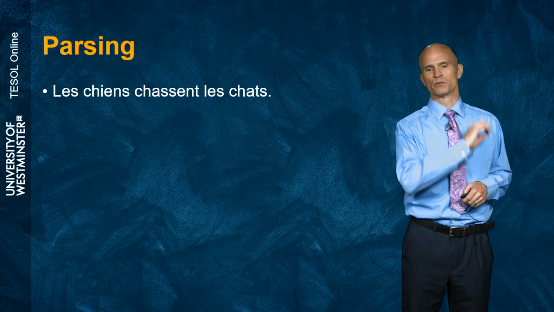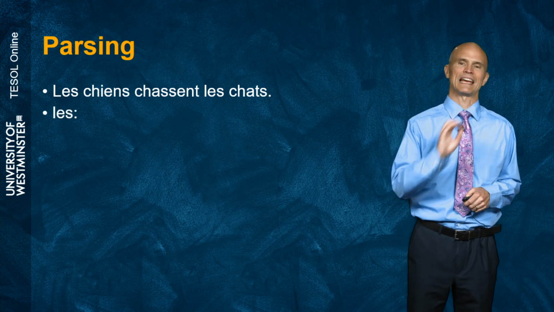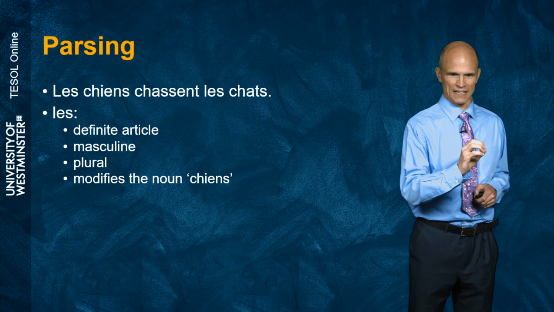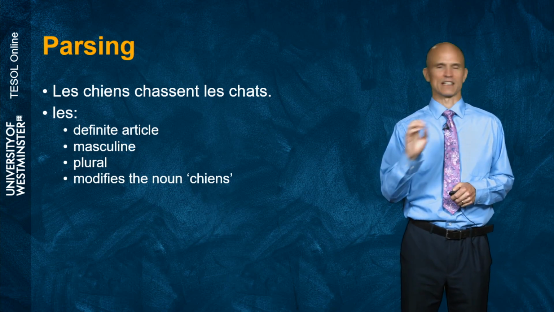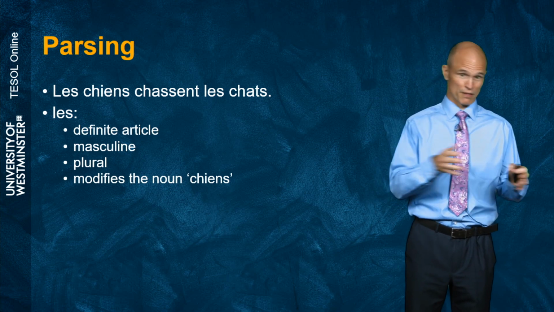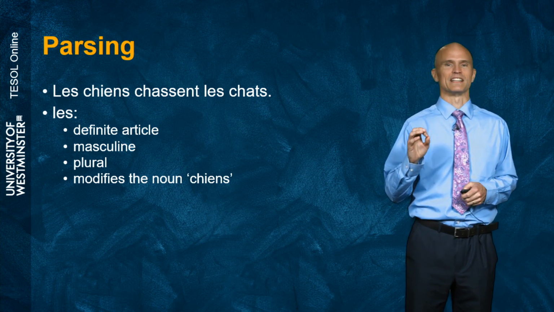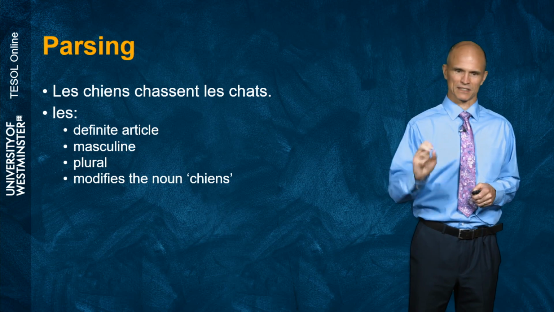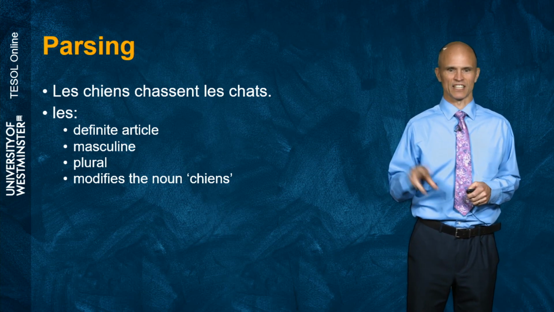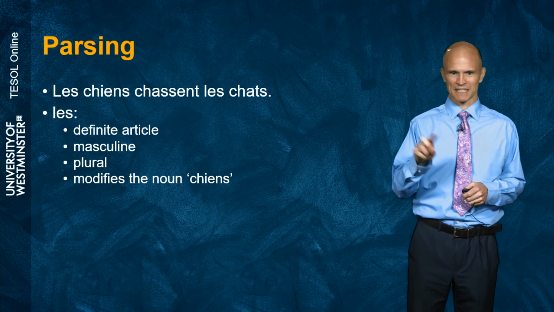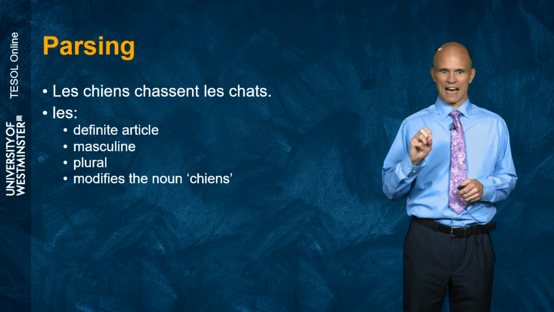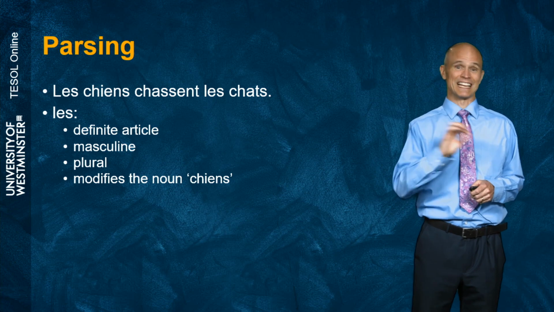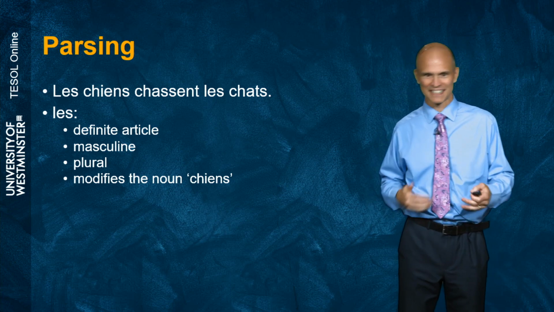And you would go through word by word, so you would take the word les, and you would write down that it is a definite article, as opposed to an indefinite article, right? The instead of a. And it's masculine because nouns in French are either masculine or feminine, and it's chien, not chienne, and it's plural because there's the S on the end of chien, and so on, right?